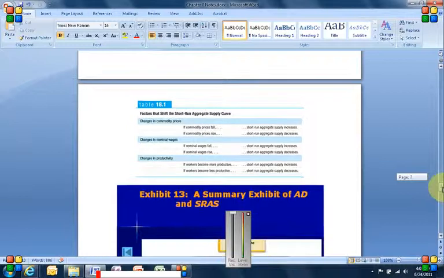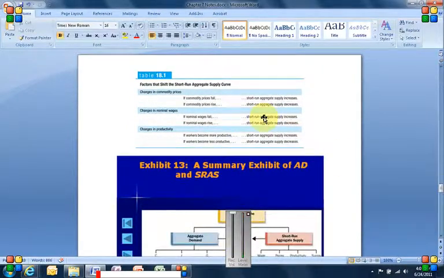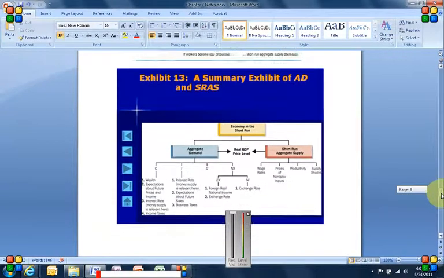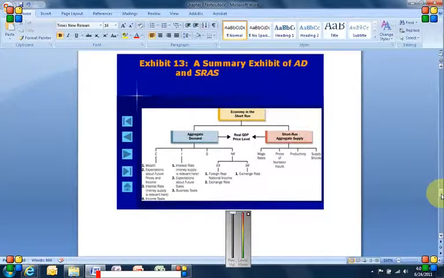Just like we did with AD, we have another summary diagram, and at the end of this section now we can kind of bring together the factors that shift aggregate demand and aggregate supply together, and I like this summary exhibit to remind us of all the different things that could affect either curve and cause them to be redrawn as they shift from the left to the right.